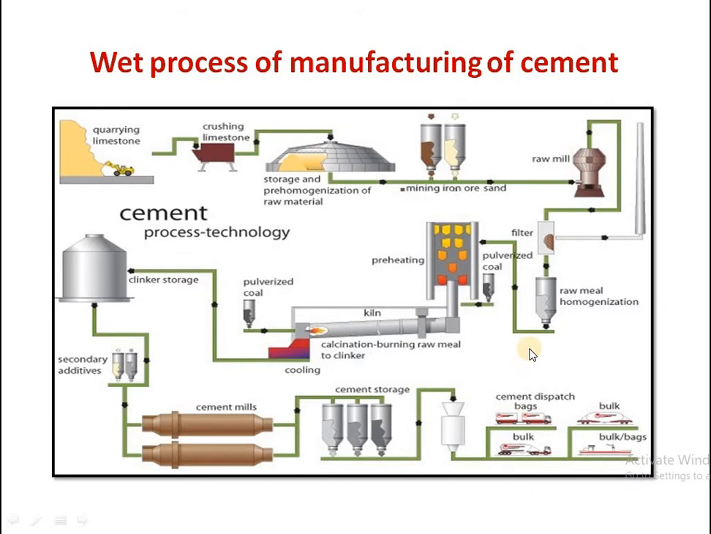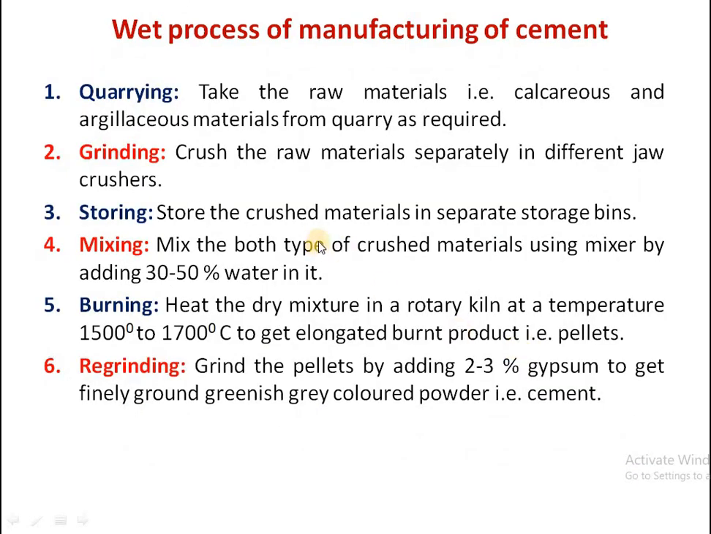So we'll know more about the wet process now. The process of wet manufacturing of cement is almost the same as that of the dry process. Only some specific values are changed. Let us see. First step is quarrying. As usual, we take the raw materials for manufacturing of cement, that is calcareous and argillaceous materials. Then grinding should be done in separate jaw crushers. The crushed material should be stored in separate storage bins.